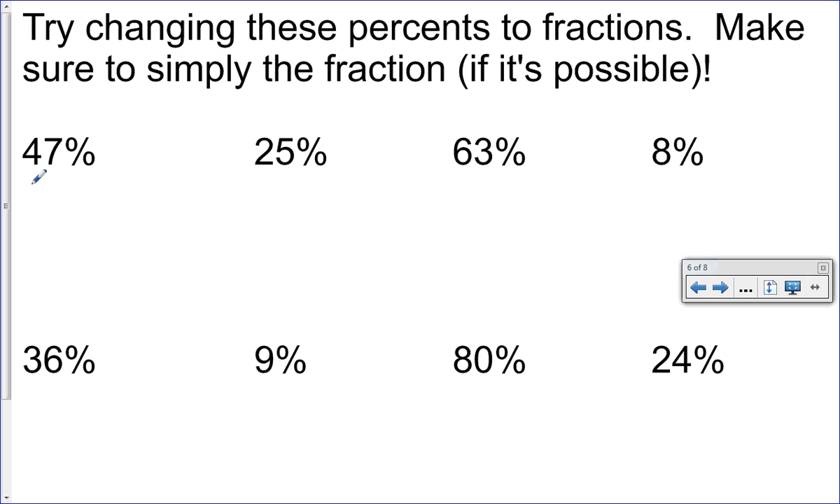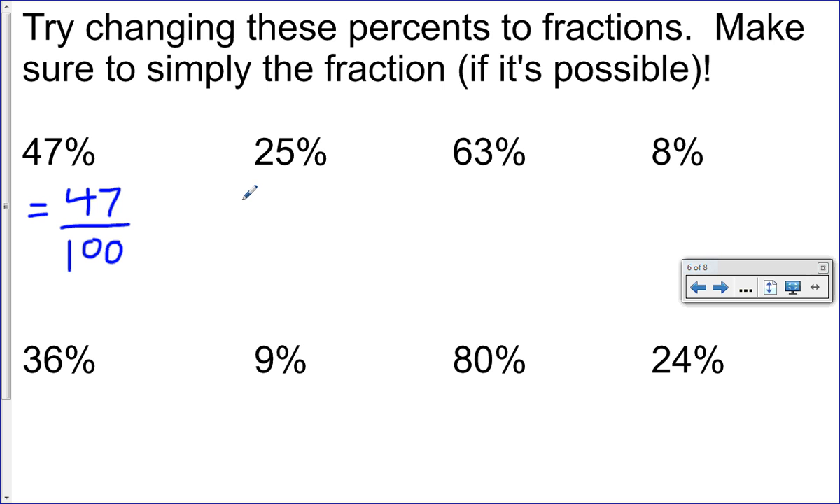So let's look at this first one, 47%. Well, I can just turn my percent into the numerator, and that will be 47 over 100.